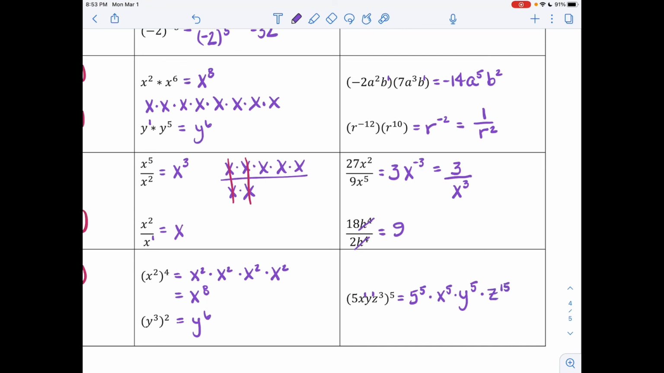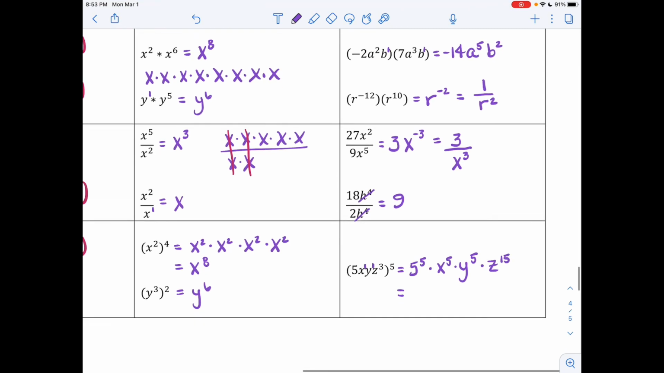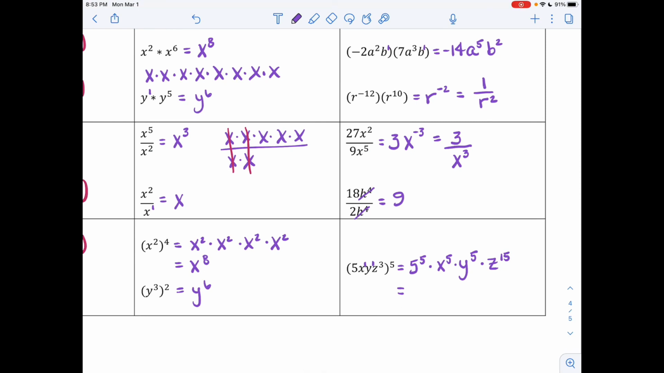So we could write this in final form, all put together and simplified as 3125, use your calculator if you need to on that, x to the 5th, y to the 5th, z to the 15th power.